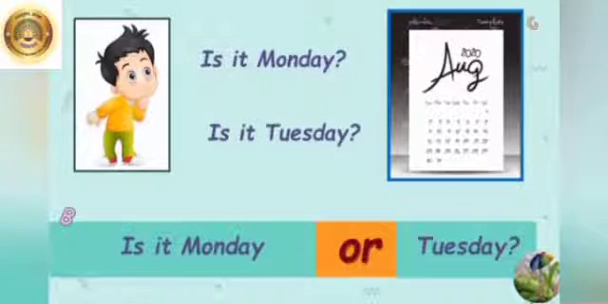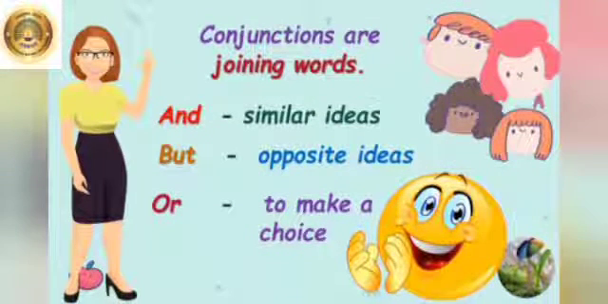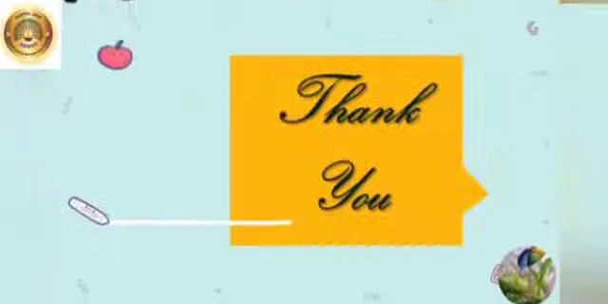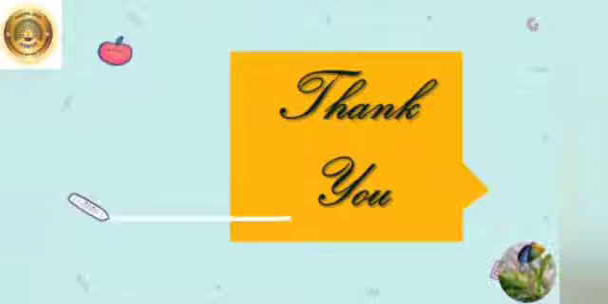So children, in today's class, what did we learn? We learned that conjunctions are joining words. We use and to join similar ideas. We use but to join opposite ideas. We use or whenever we want to make a choice. So children, I hope you understood the concept of conjunctions.